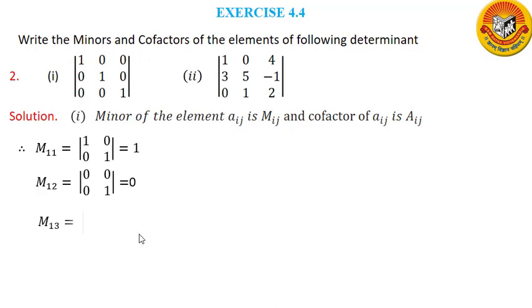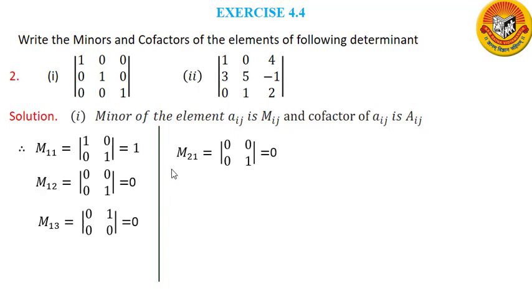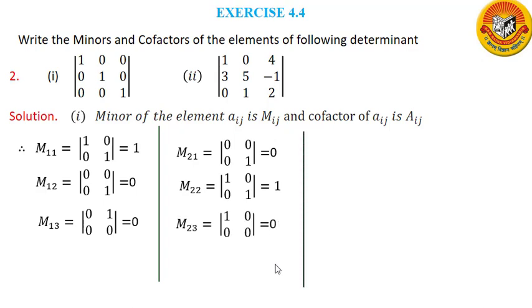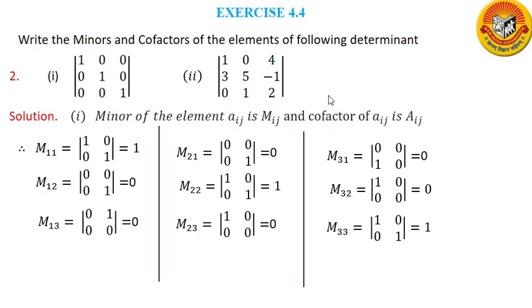So the answer is 0. You know how to calculate the determinant of order 2 by 2. For M13, I will delete the first row and the third column, so I will get 0, 1 and 0, 0. Again, the value is 0. Then in the same manner, for M21, I will delete the second row and first column, so I will get 0, 0, 0, 1, the result is 0. Similarly M22, M23, M31, M32 and M33. Now I have got all the minors.